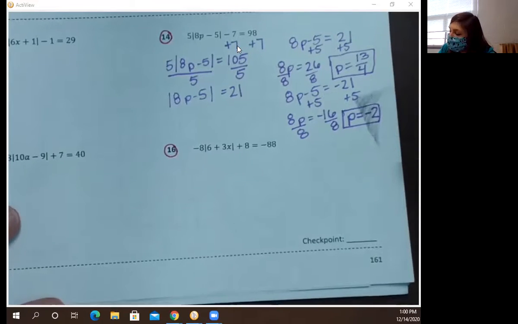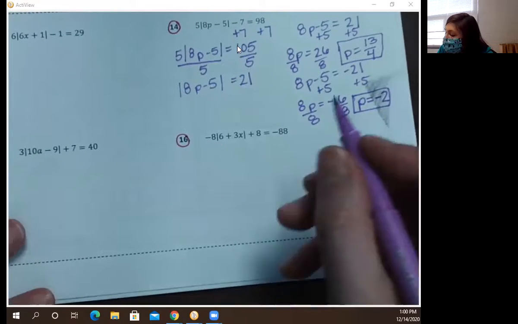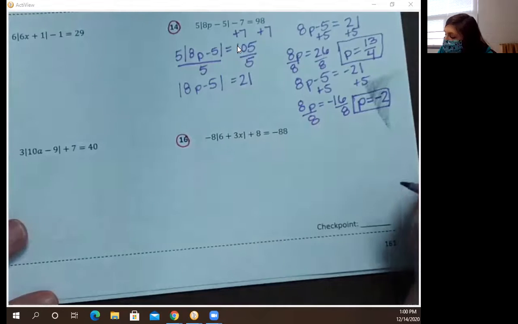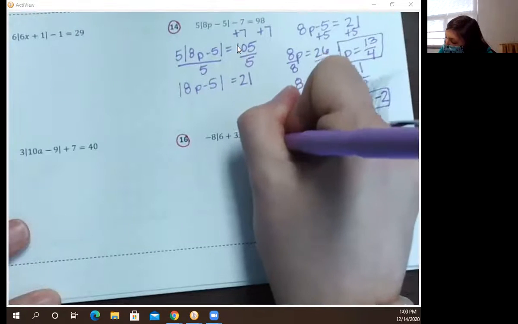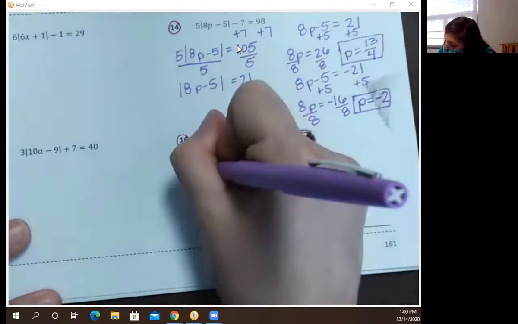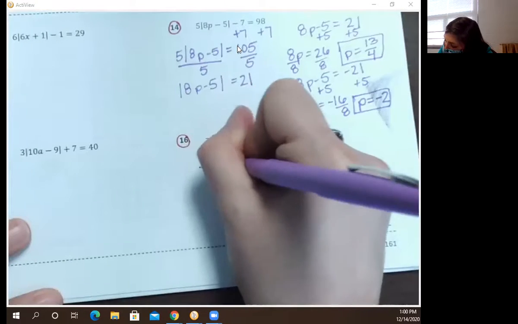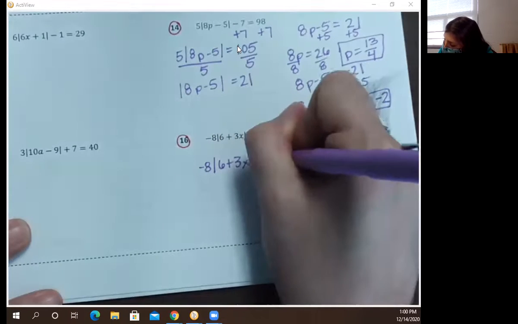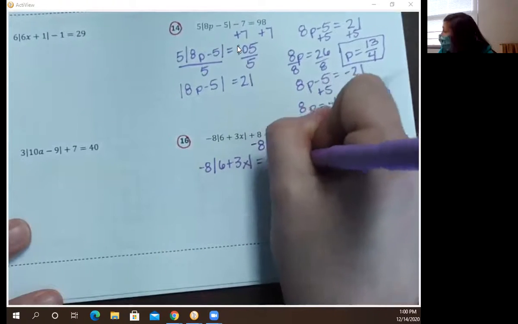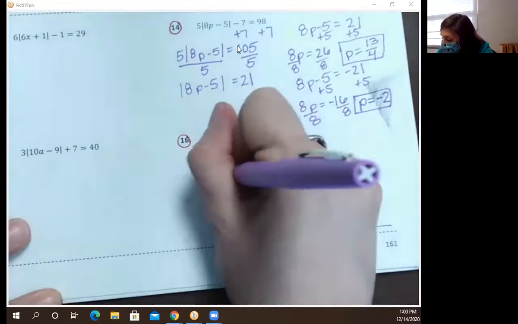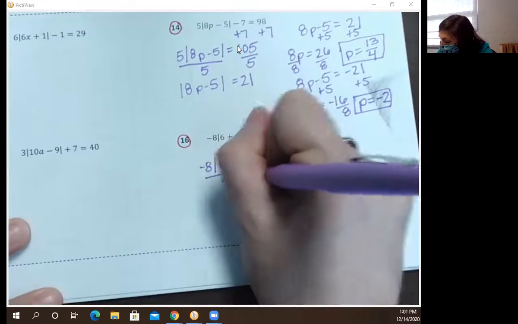Okay, let's look at one more together, number 16. Again, I want to get the absolute value piece by itself. I'm going to start by subtracting 8 from both sides. So we get negative 8 times the absolute value of 6 plus 3x equals negative 96. Then we're going to divide both sides by negative 8.